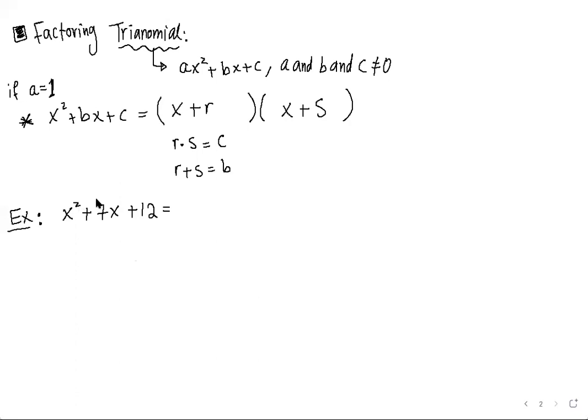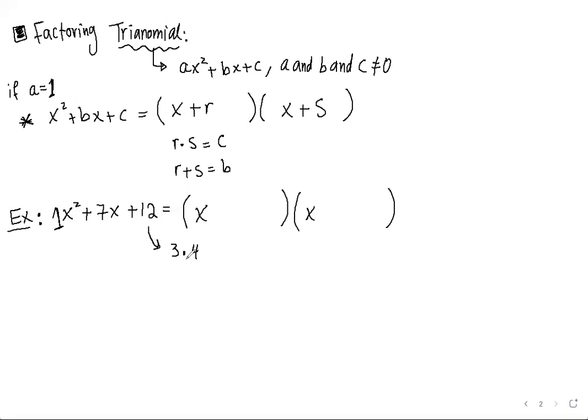Okay, so how can I do these things? x squared plus 7x plus 12. I open two parentheses. First one is x. Here we have to see a is 1. So we have to look for two numbers such that the multiplication is 12 and the addition of these two numbers is 7. So what are the factors of 12? 4 and 3. 3 and 4.